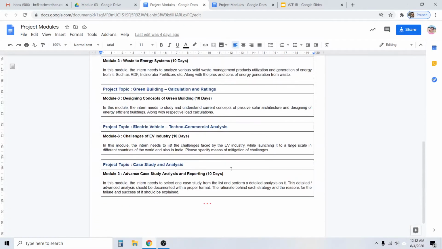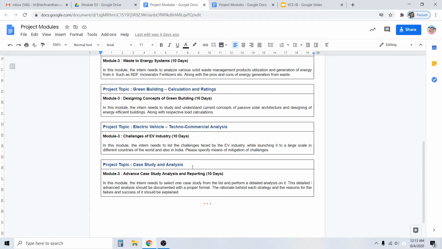Let's go from bottom. Case study analysis. So in case study analysis in module 2, you have done the basic case studies of 3 cases: success, failure and scam. Now in module 3, you need to do one case study with very advanced level. The case study analysis and reporting should be done in a very advanced level.